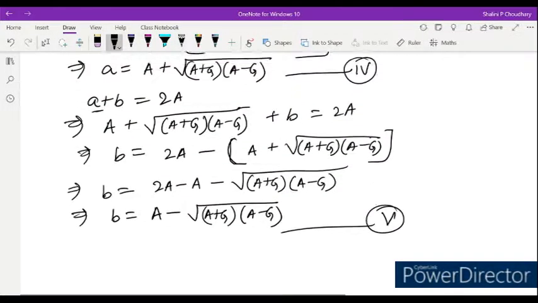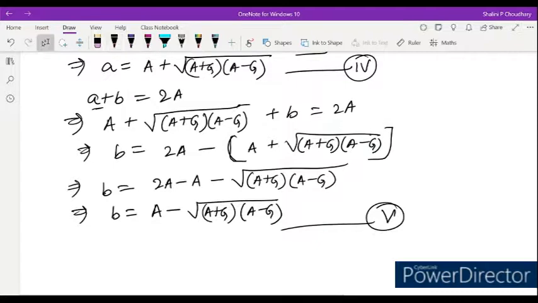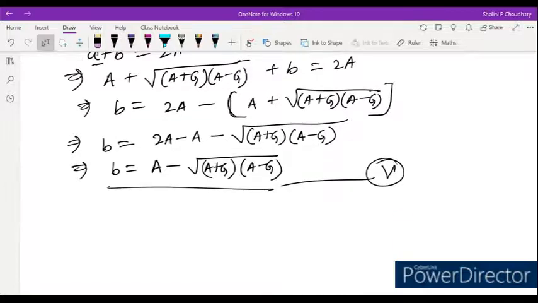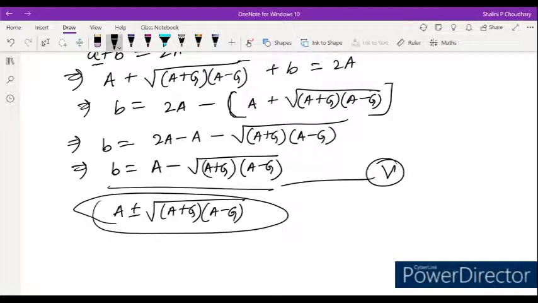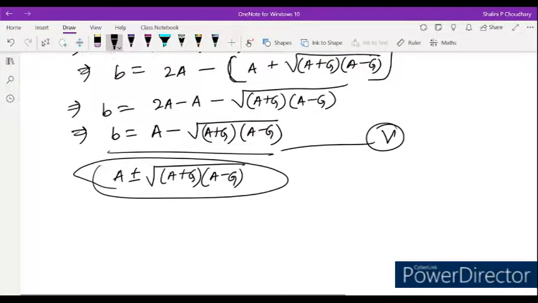So we can see the values of a and b: the value of a is A plus this one and the value of b is A minus this one. So we can write that the numbers a and b are the roots of this equation, A plus or minus square root of (A plus G) and (A minus G). Okay, so this we had to prove, we had to find this one. So hence proved.